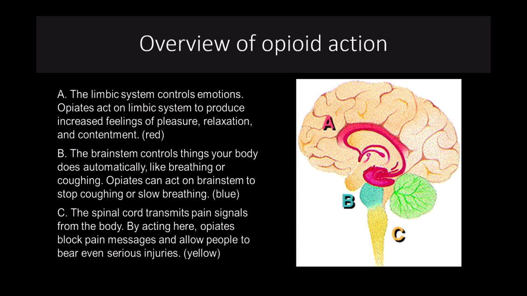So the brainstem controls autonomic nervous system responding, breathing, coughing, and opiates have effects on those as well. Then finally, by acting on the spinal cord, opiates block those pain messages and allow people to bear even serious injuries. And so these drugs have a lot of certainly important use. So if you have surgery or if you've broken a bone, you'll need to take these drugs.